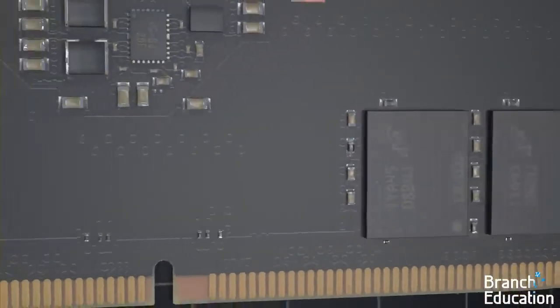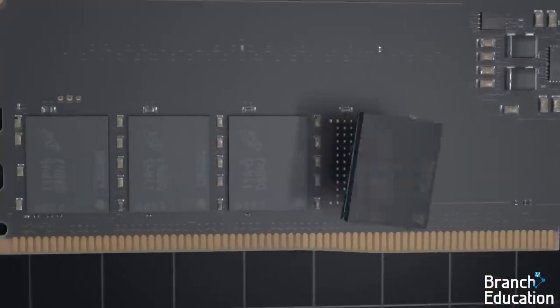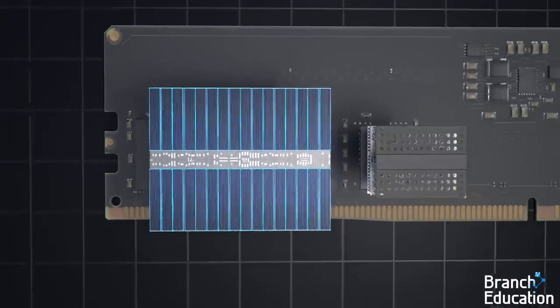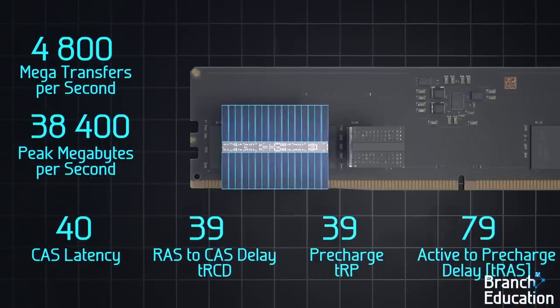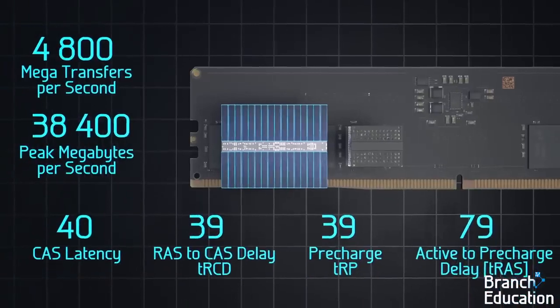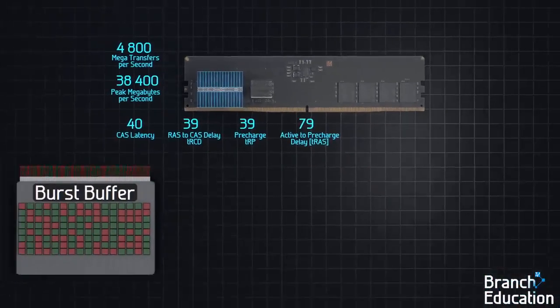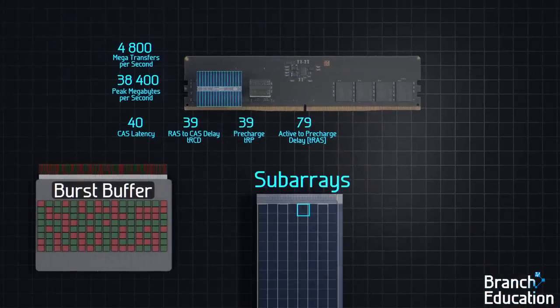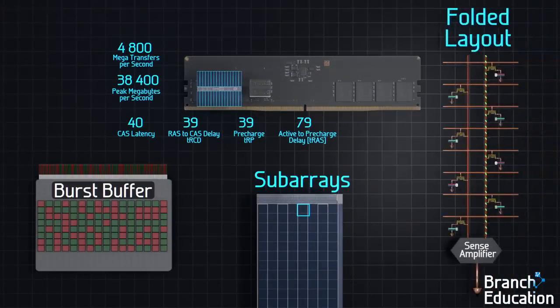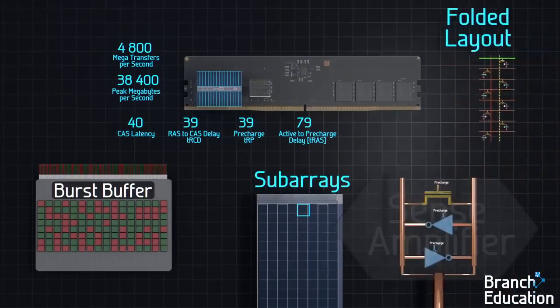The first complex topic which we'll explore is why there are 32 banks, as well as what the parameters on the packaging of DRAM are. After that, we'll explore burst buffers, subarrays, and folded DRAM architecture and what's inside the sense amplifier.